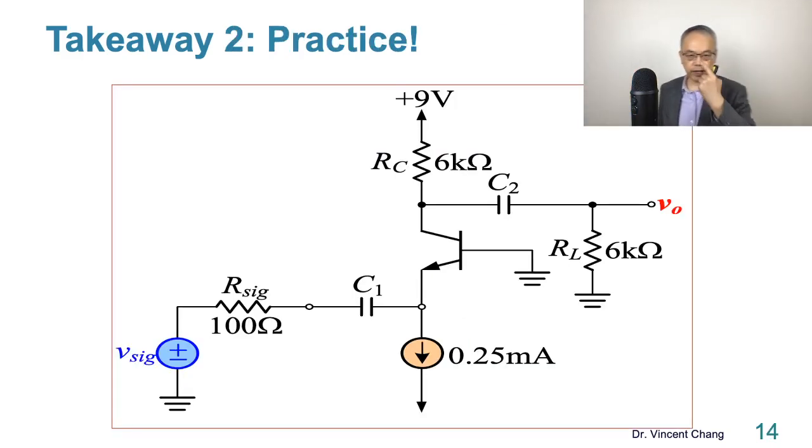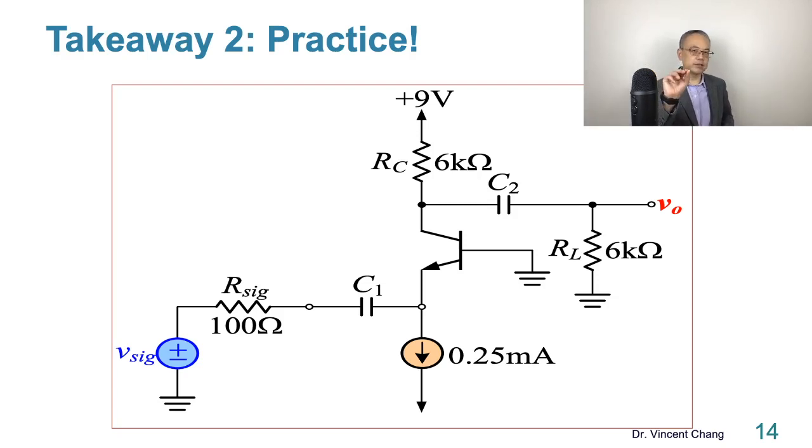The second takeaway is actually a practice. I want you to take a screenshot. This is an integrated circuit, an IC common base amplifier. The previous circuit is the discrete circuit bias. But this is the integrated circuit bias. The transistor is biased by a constant current source of 0.25 milliamp.